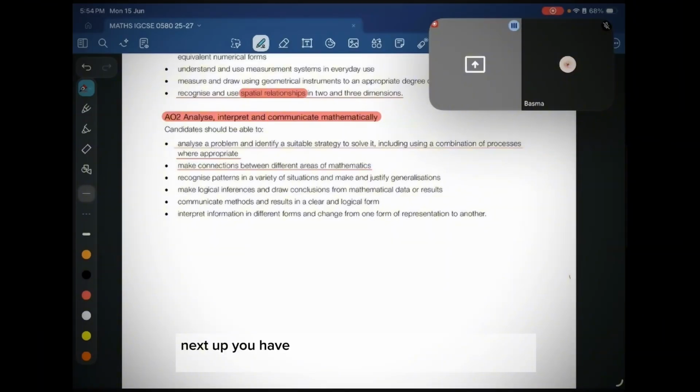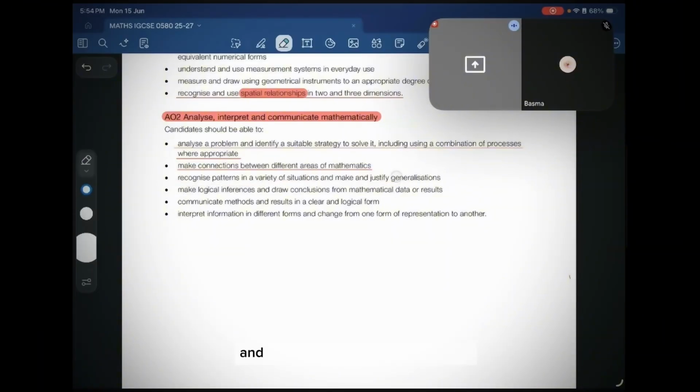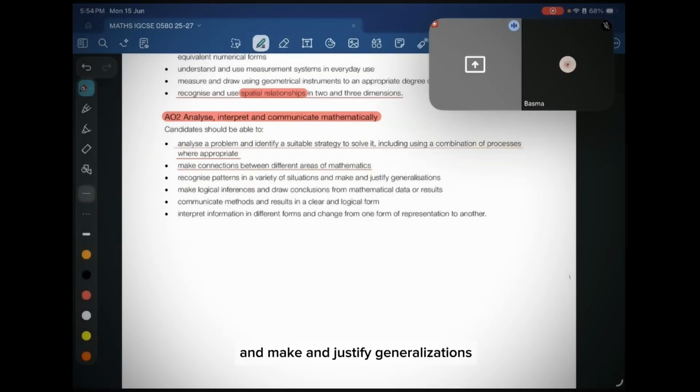Next up, you have recognition of patterns in a variety of situations, and make and justify generalizations. What do you think this means? Yes, Bisma. What do you think this means? Recognition of patterns in a variety of situations and make and justify generalizations. That's weird, no?